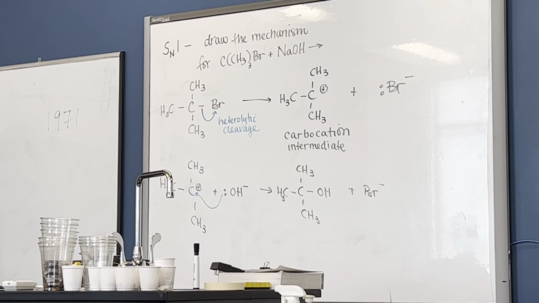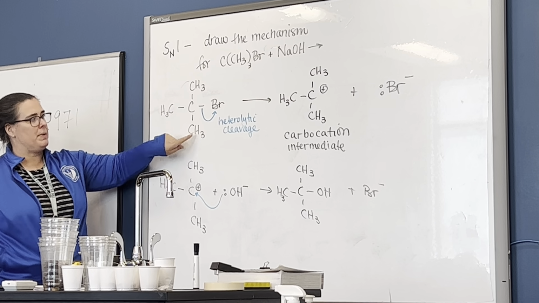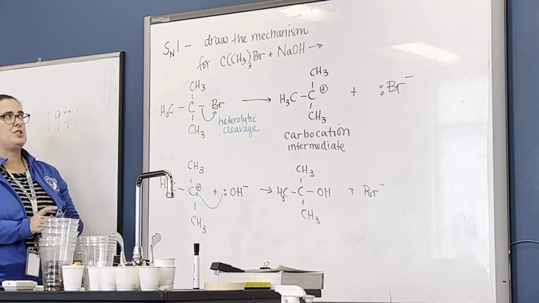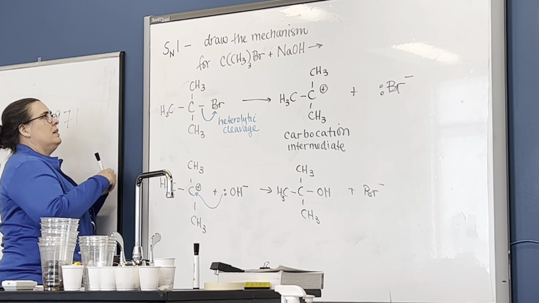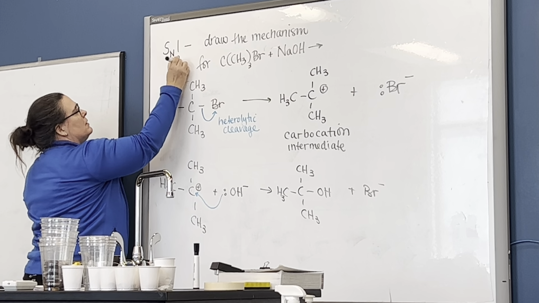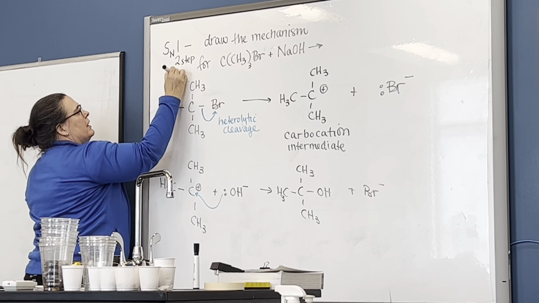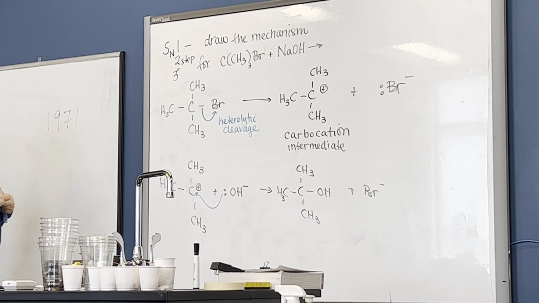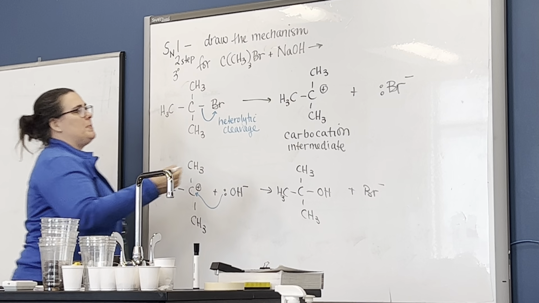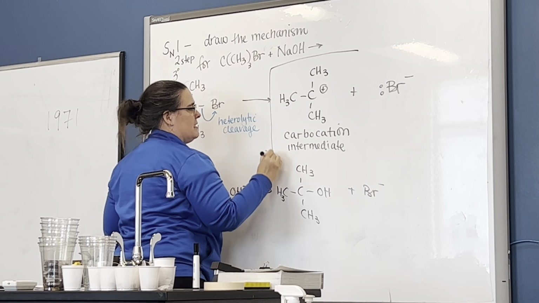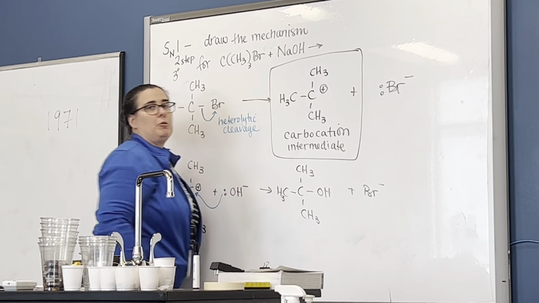Is this a primary, secondary, or tertiary haloalkane? Tertiary. That's right, because the carbon that's attached to the bromine has 1, 2, 3 carbons attached to it. SN1 is a 2-step, and it's best for tertiary haloalkanes. The reason that it's best is because we want to stabilize this carbocation intermediate.